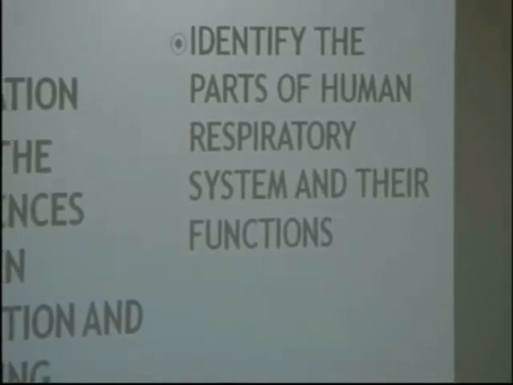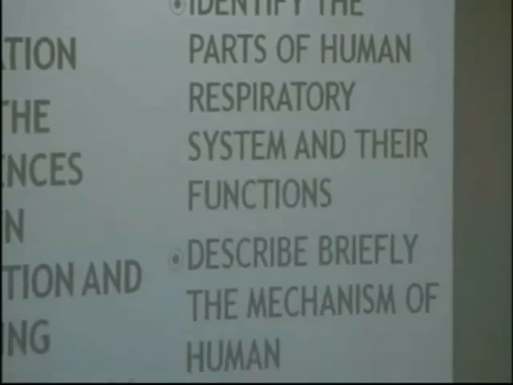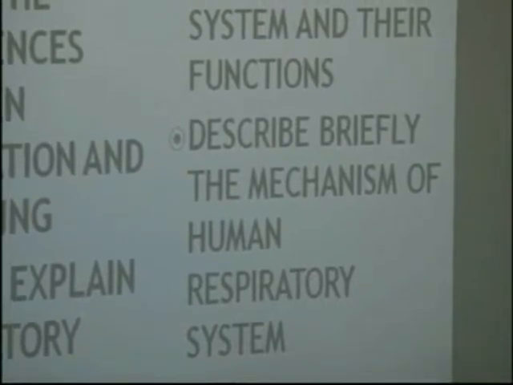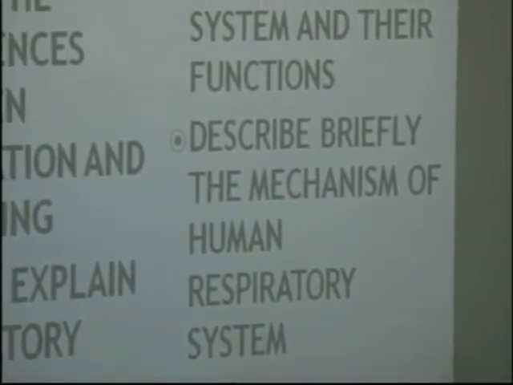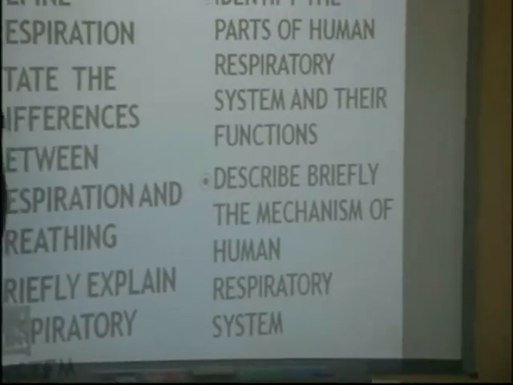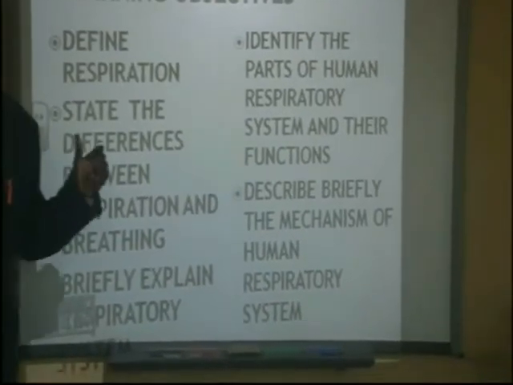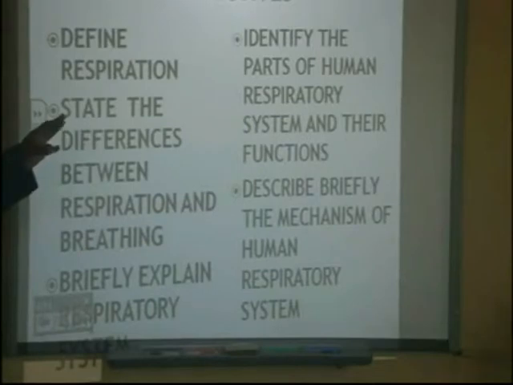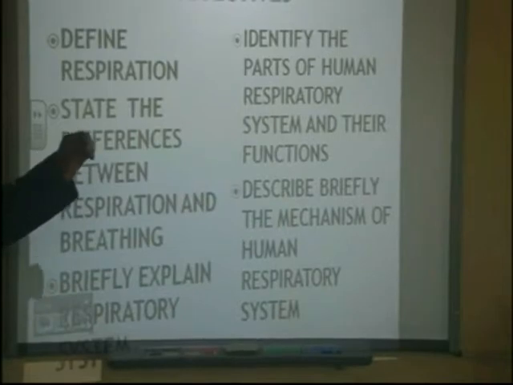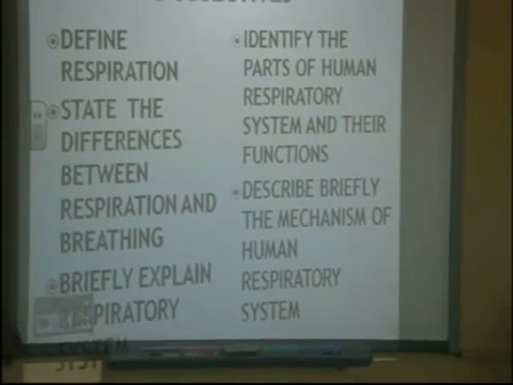And the fifth learning objective is that you must be able to describe briefly the mechanism of the human respiratory system. So you have 5 objectives to learn this afternoon. Our ability to understand these objectives will determine to what extent you can understand the topic. Now, apart from the learning objectives, we are also supposed to learn what we call key vocabulary words.